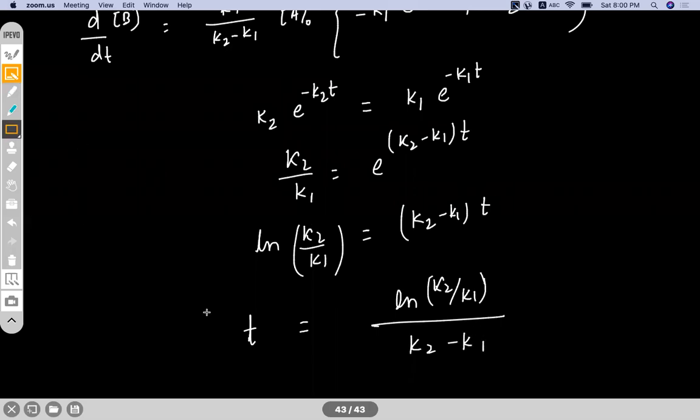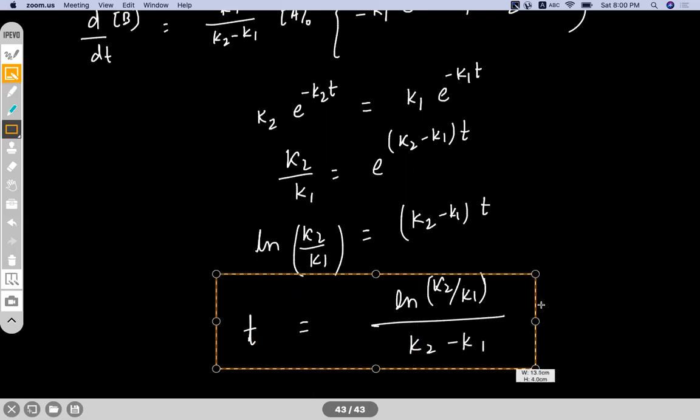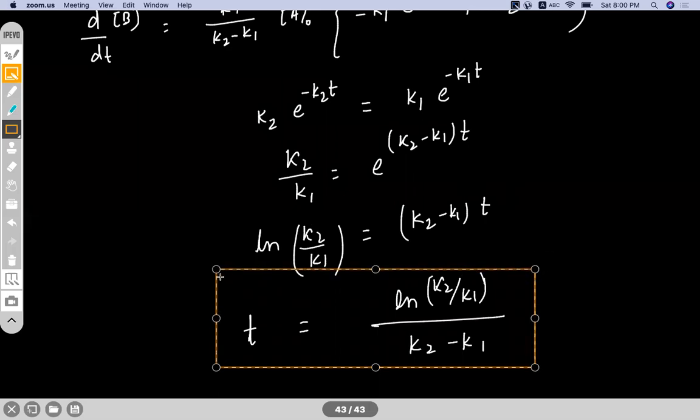This question has been asked many times in the exam: find out the time at which the concentration of B becomes maximum. Nothing else is required. K1, K2 will be given, you just need to substitute and find the answer in 2 seconds. You understood this? Yes, ln K2 minus ln K1 by K2 minus K1, this is the expression we have. Now, when you substitute this T in the concentration of B, you'll get the maximum B.